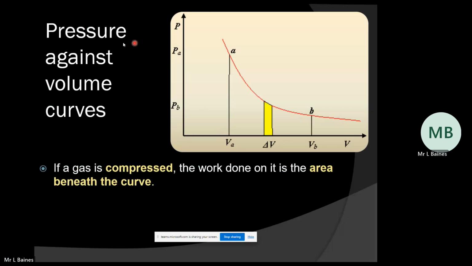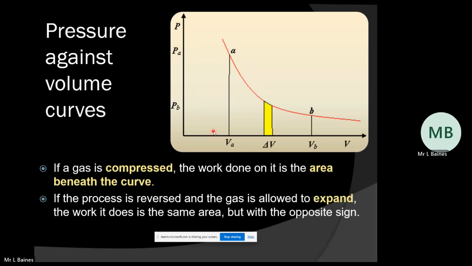Now, pressure against volume curves: nice and simple. If the gas gets compressed, the work done on it is the area beneath the curve. If it's reversed and it's allowed to expand, the work is the same area, but it's got the opposite sign. So obviously, going back to our first law of thermodynamics, expansion is a positive value of work and a negative value is a compression. Okay.